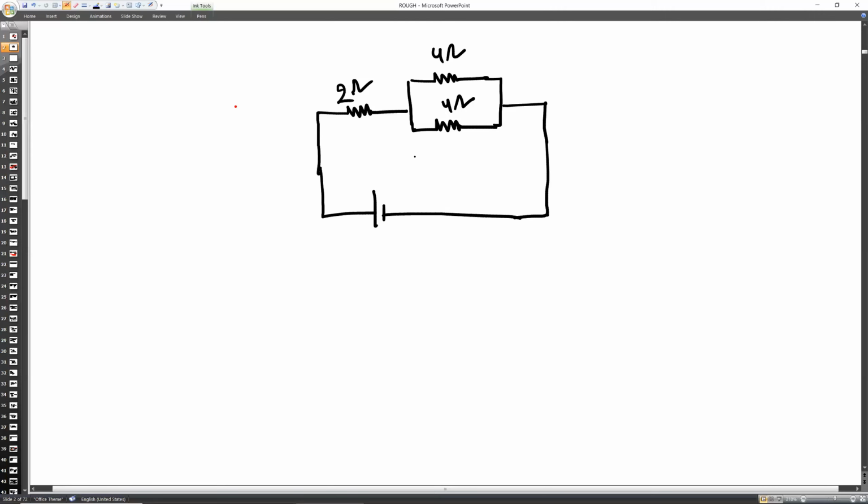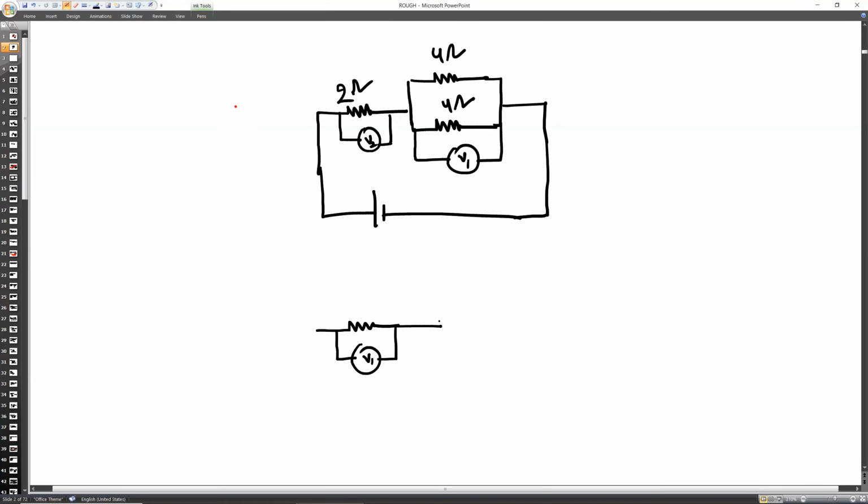This is V1 and this is V2. Or anyone can be V1 or V2. I'm asking, is there any difference in the voltmeter readings? So we'll say no, there will be no difference. Why? Just imagine, don't think of these as two 4 ohm resistors. Just imagine that this is a 2 ohm resistor and it is connected with V1 voltage.